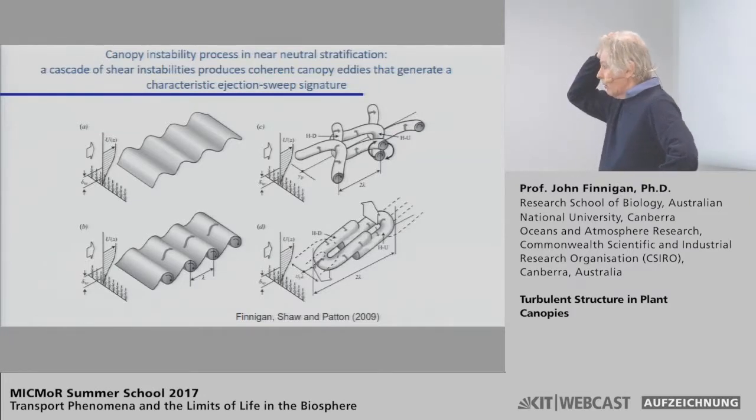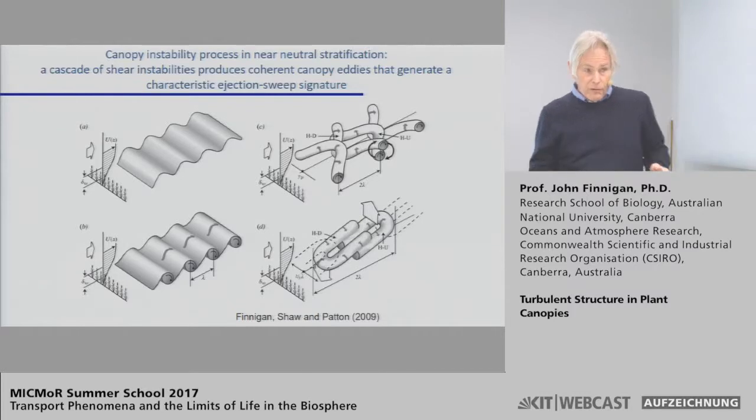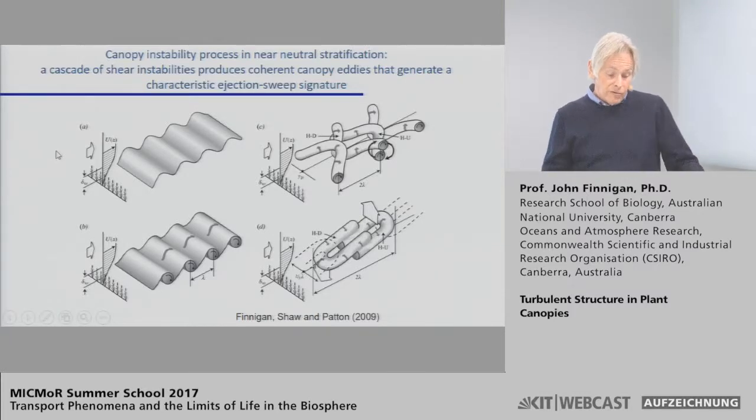jumping ahead slightly now through a series of deductions, but the canopy instability process, we believe, actually works like this. We start off with the inflection point, which is unstable, and we get a Kelvin-Helmholtz wave in the vorticity. Through a nonlinear instability process, those regions of positive and negative vorticity will roll up into transverse vortices called Stewart vortices.